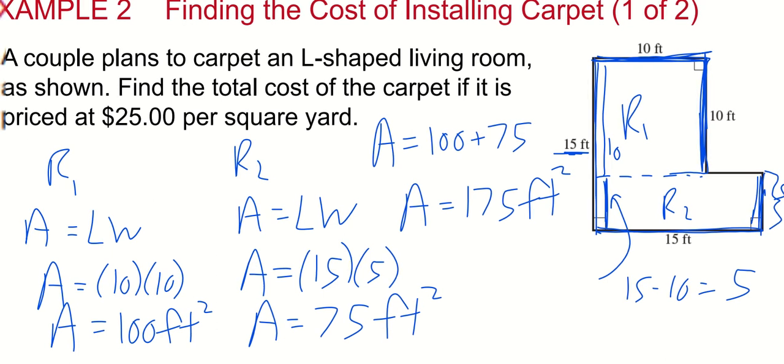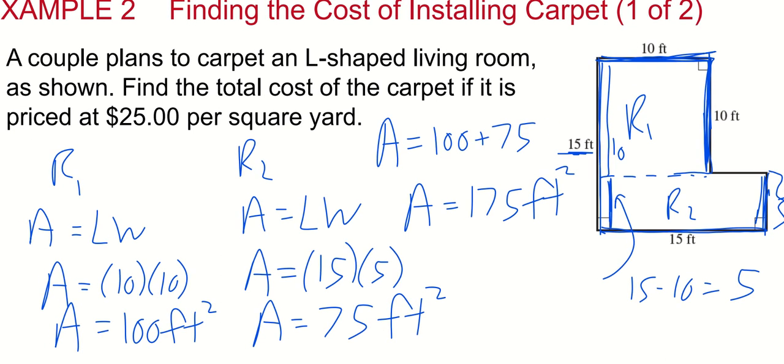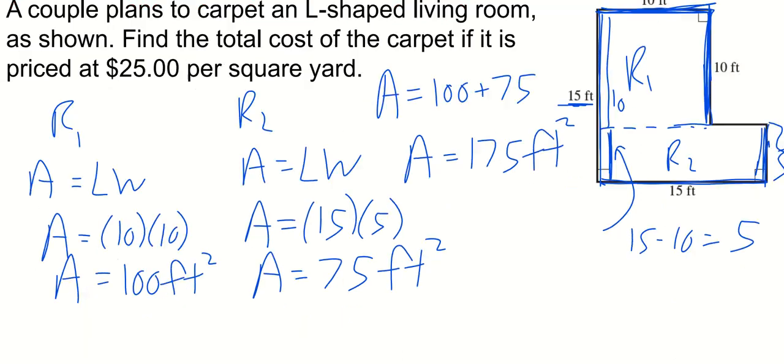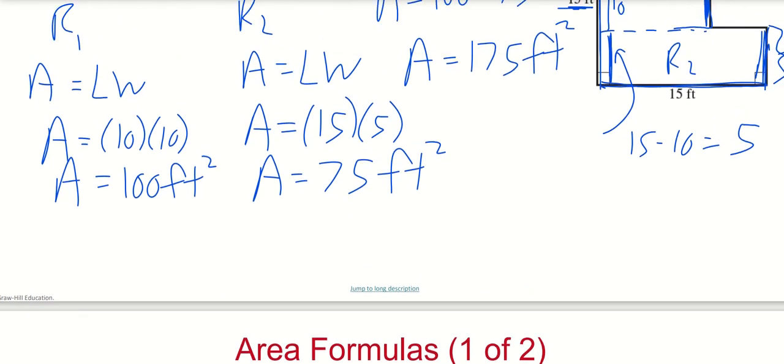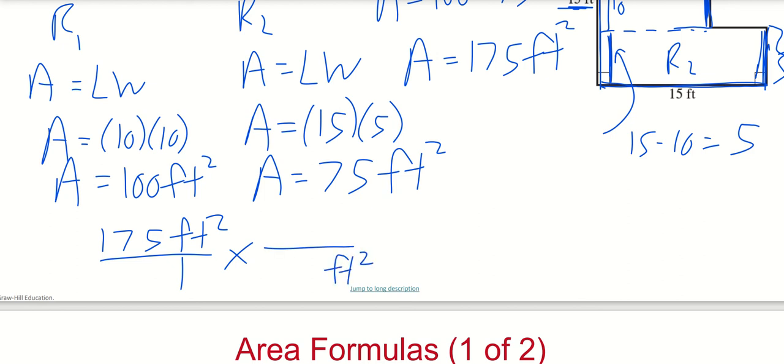Now that we know the total area, we can begin to calculate our price. But notice that the price is actually given not in terms of price per square foot, but in terms of price per square yard. So in order to figure this out, we're going to have to first change our square feet into square yards, which is something we did back in our chapter 8 material. To change from square feet into square yards, I want to set up a conversion bridge. We know that 1 square yard is equivalent to 9 square feet.